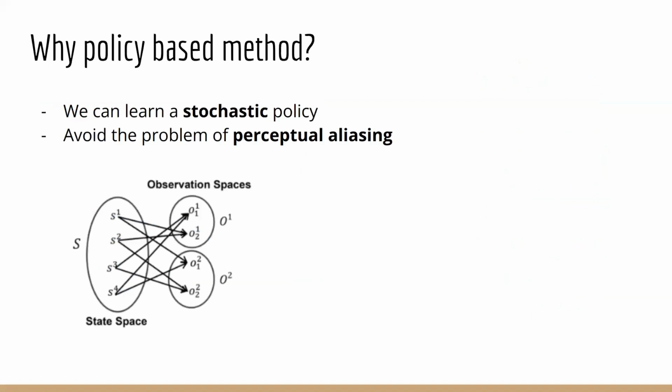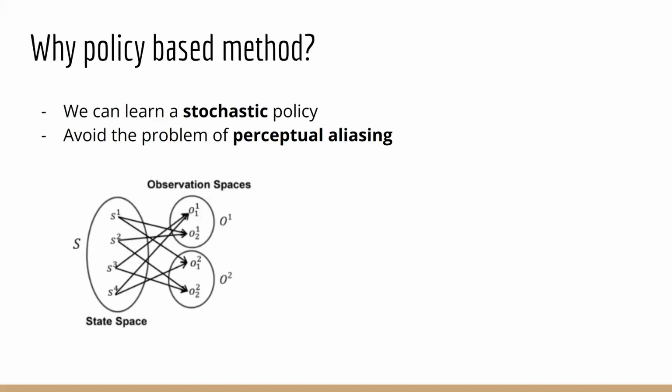So overall, this is a stochastic policy, which has many benefits compared to traditional Q learning, which gives you a quasi-deterministic function for your actions. One of the benefits is that it avoids the problem of perceptual aliasing. So what is the problem of perceptual aliasing? It's basically the lack of information in the agent's observation of the environment.